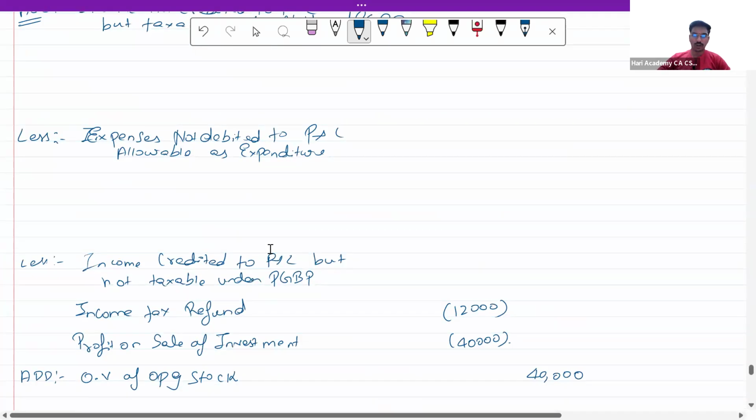So the expense is not debited to P&L but allowable as expenditure. It comes under depreciation. Depreciation. This is 42,500.